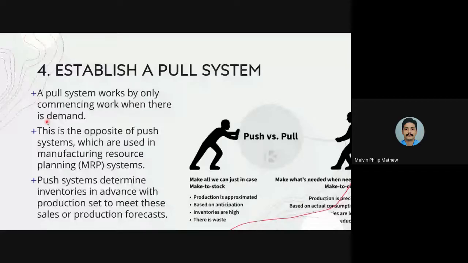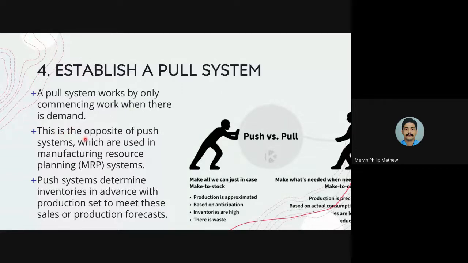Only commencing work when there is demand. See, that is the only thing that is coming under the pull system. So for a lean manufacturing system, there is a pull system, and under the pull system, it is said that work only commences when there is demand. So according to the demand itself, the product is produced. So once inventory is present, the products are being sold, and if there are not sufficient products to satisfy the demand, then we are commencing the work for the product. Okay, so always they will satisfy the demand.